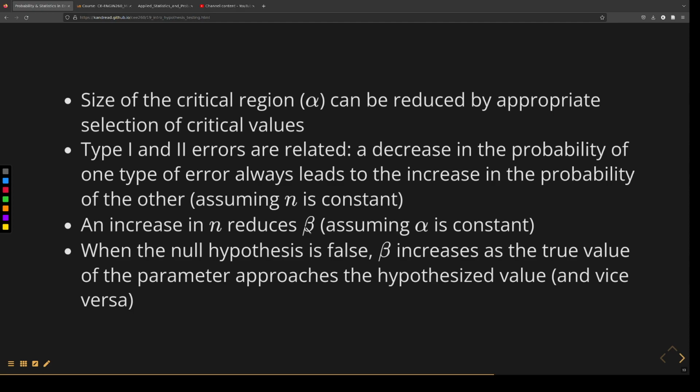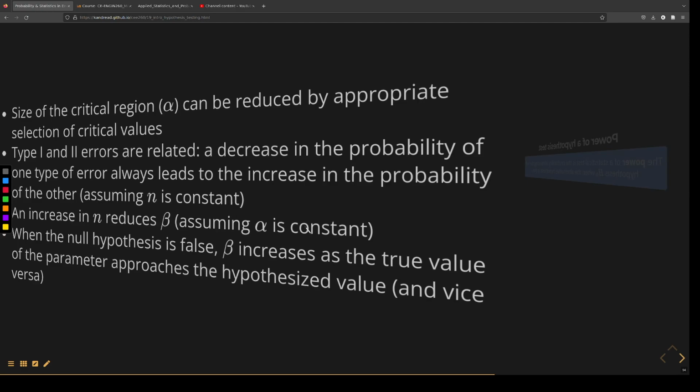And the sample size increasing will reduce the type 2 error, and we saw that the increase will also reduce the type 1 error. And when the null hypothesis is false, the type 2 error will increase as the true value of the parameter approaches the hypothesized value, as we've shown in the previous plots.